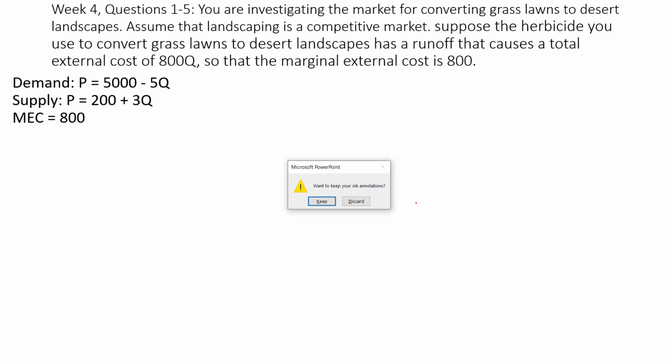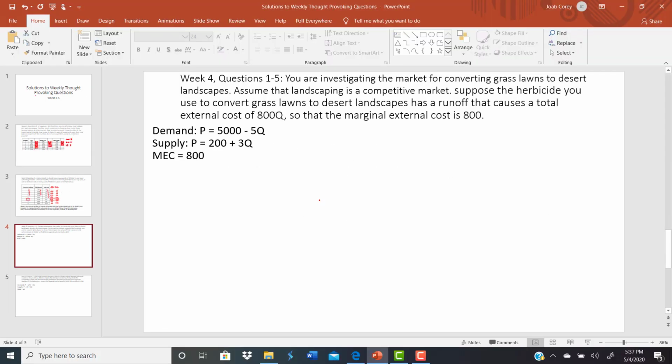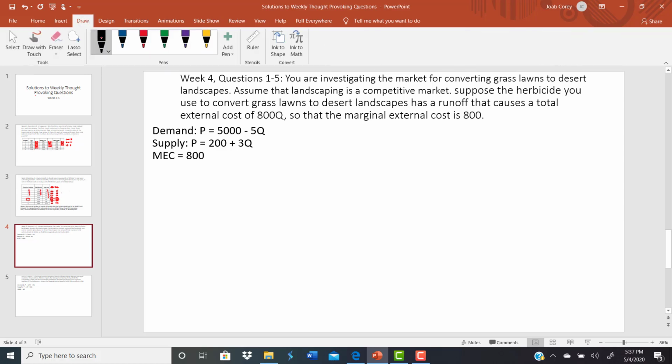So I'm going to go ahead and exit the full screen mode so that we can use some different colors here.